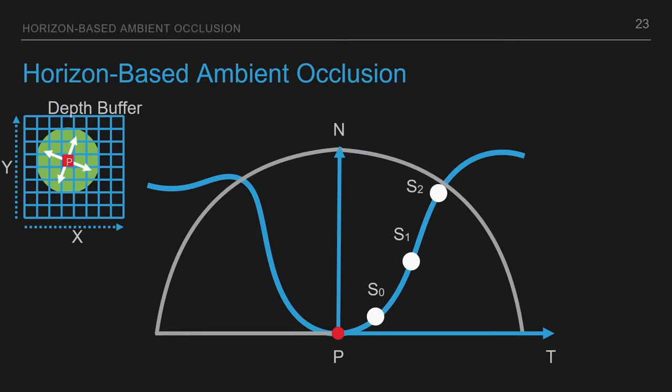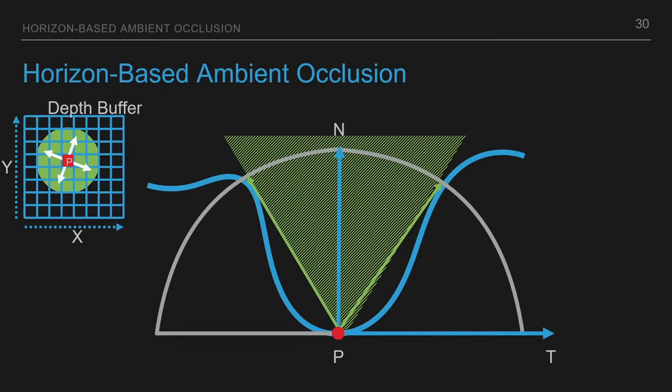And then, for each sample point, we determine the vector from P into the direction of the sample point, and we compute the angle of this vector with the tangent vector T. We do this for all the sample points, and we keep the vector with the largest angle, this one. If we then do this for all the directions, we get a cone that indicates the unoccluded region, similar to what we found with ray tracing.